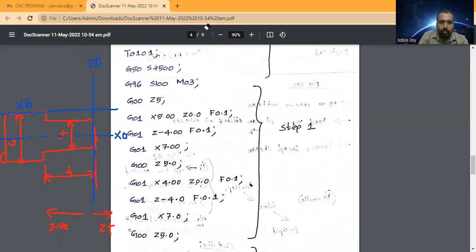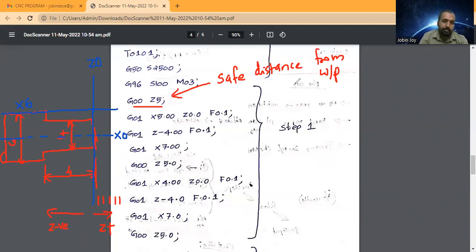Okay, so here you can see G01 X5. This diameter is X6. So now I am giving this line G00 Z5. What is Z5? This is Z0. So Z1, Z2, Z3, Z4, Z5. That means this is the safe distance. This Z5 is the safe distance from the workpiece.